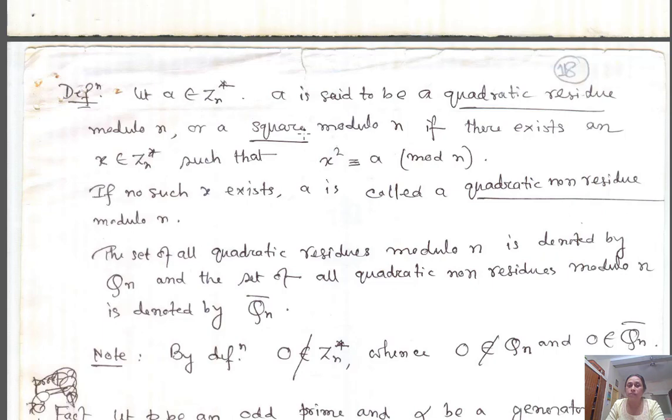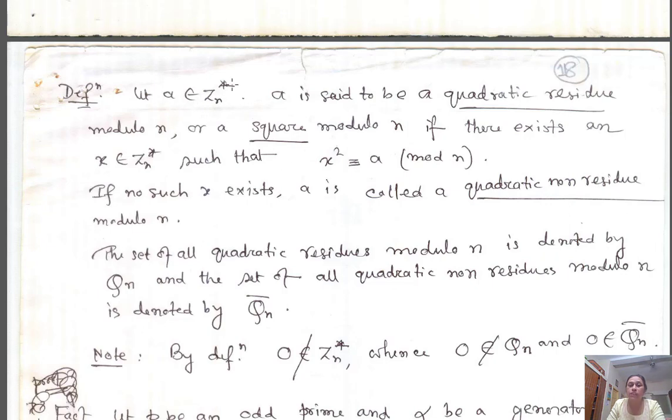Essentially, quadratic residues play an important role in designing this Rabin crypto system. We will see that. And if no such x exists for A, for which A can be written as a square like that, then it is called a quadratic non-residue.